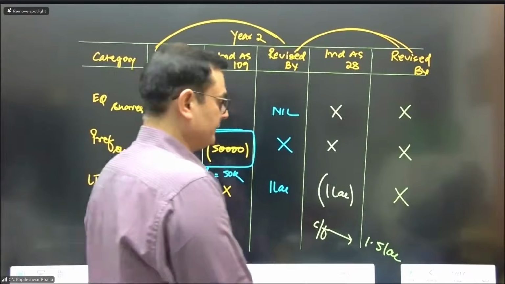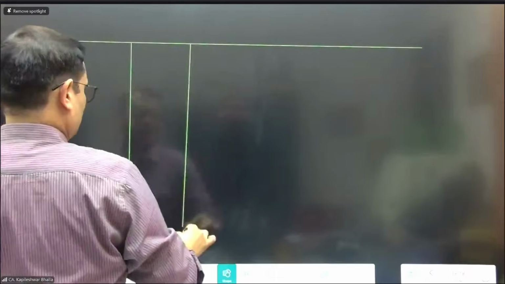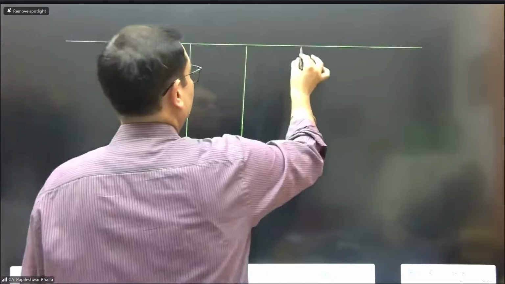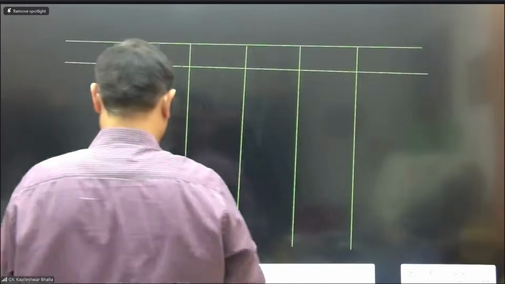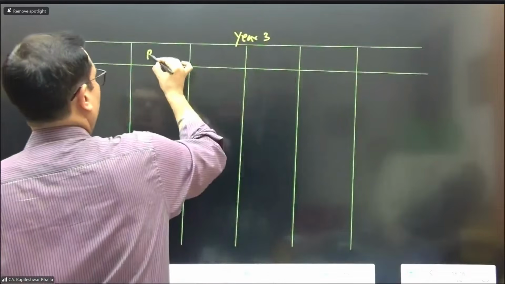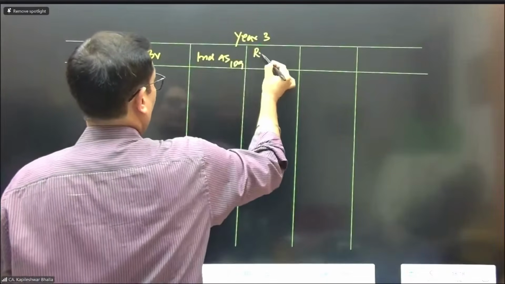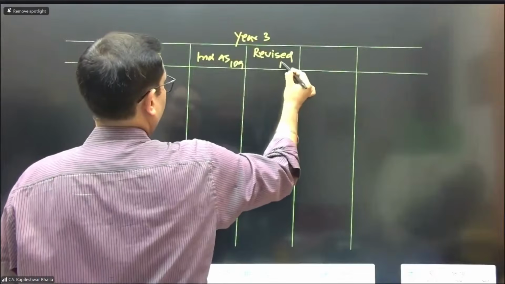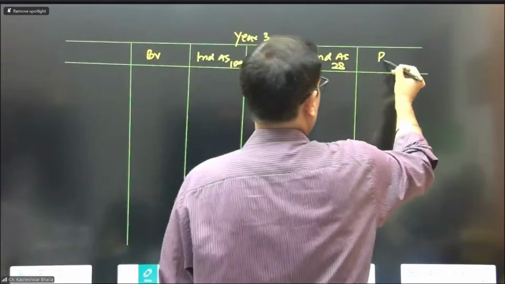Now let's go to the third year. A similar chart is to be prepared in year number 3 as well. And as you make this chart, you should also make a pinpoint that there are carry forward losses relating to the previous year. So this is year number 3. This is the book value, the application of Index 109. We get the revised book value, the application of Index 28, and the revised book values.